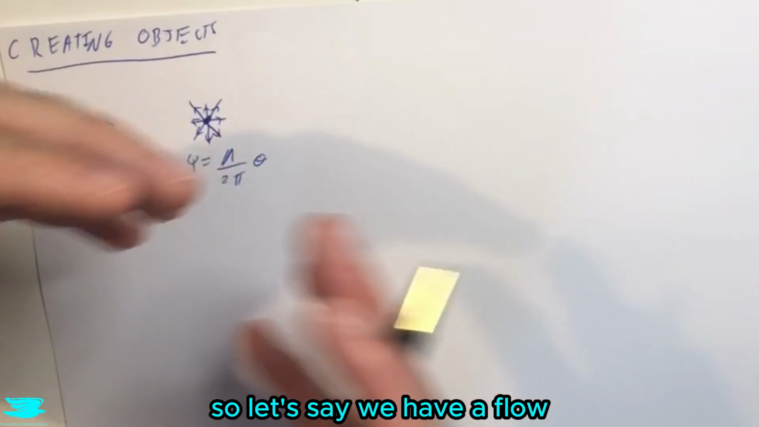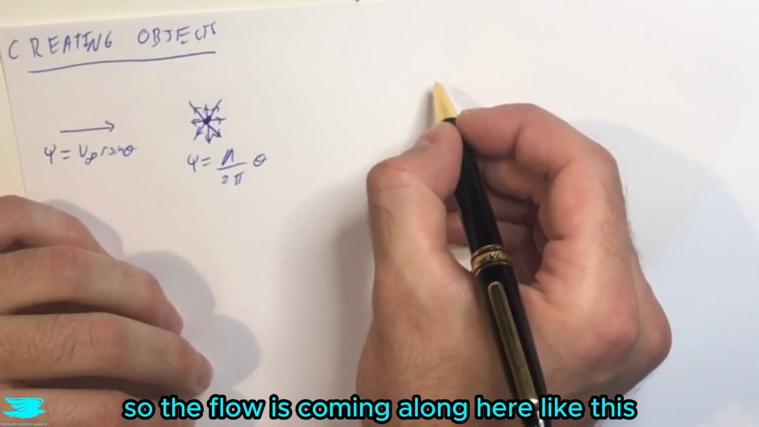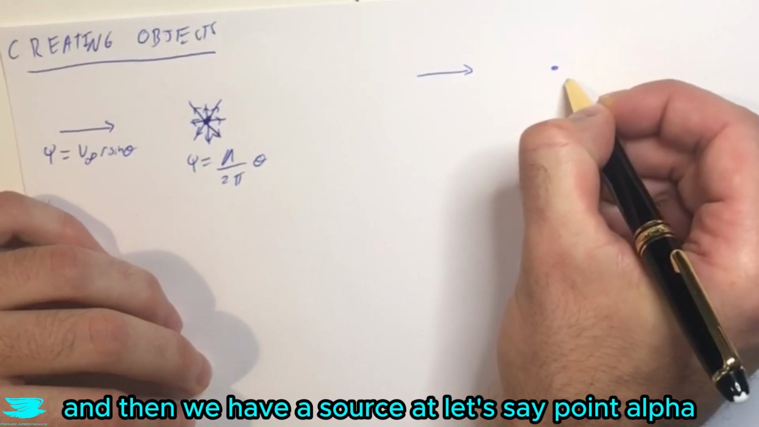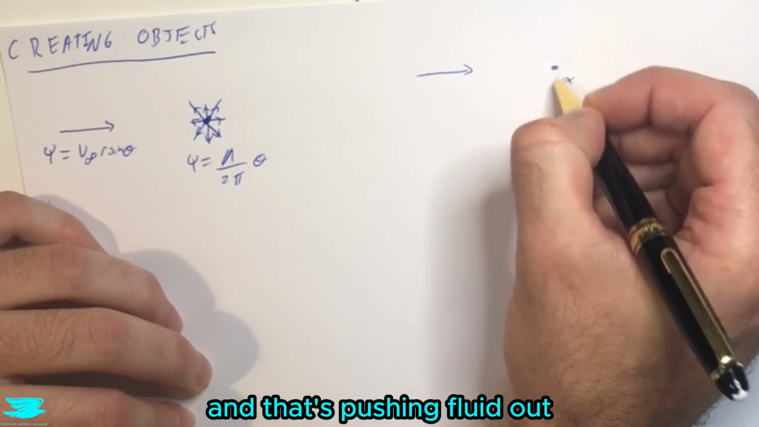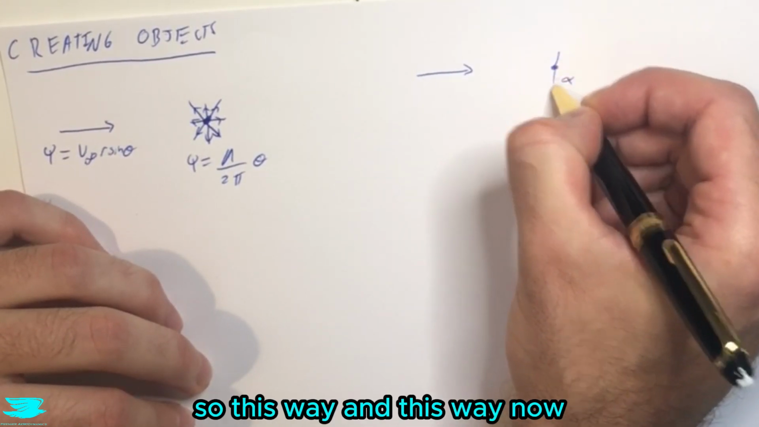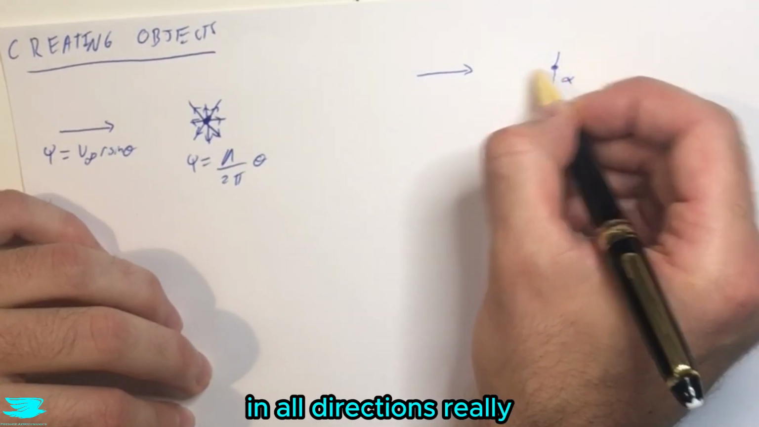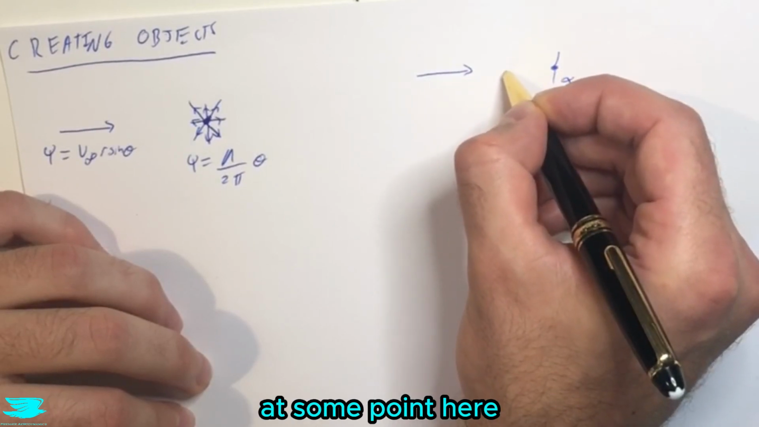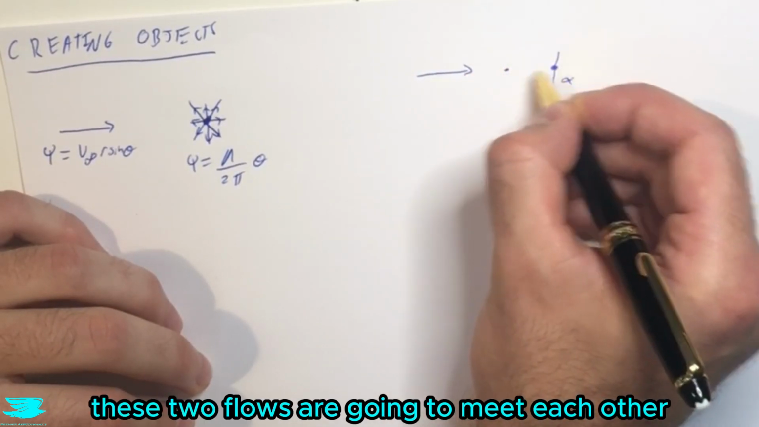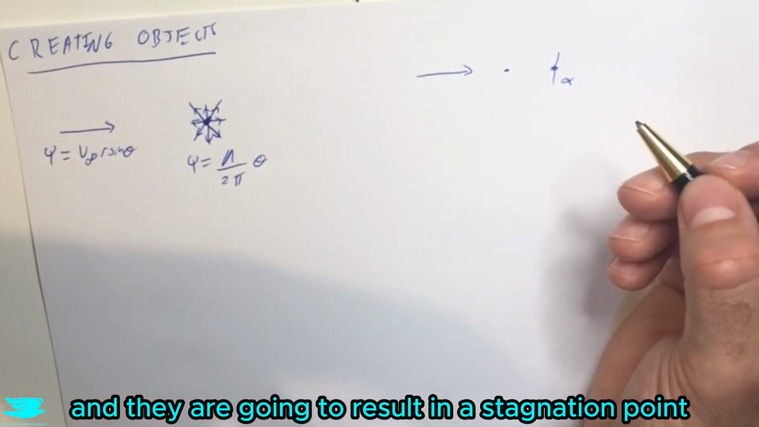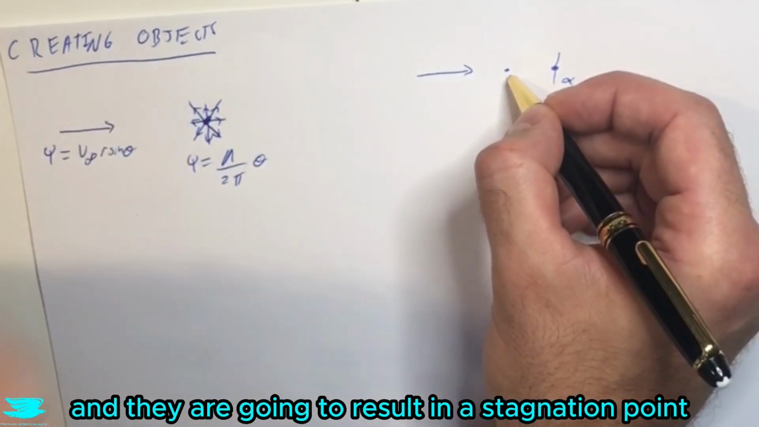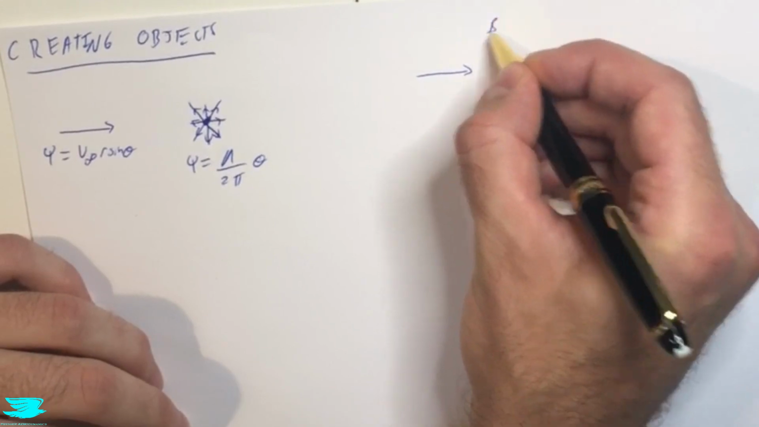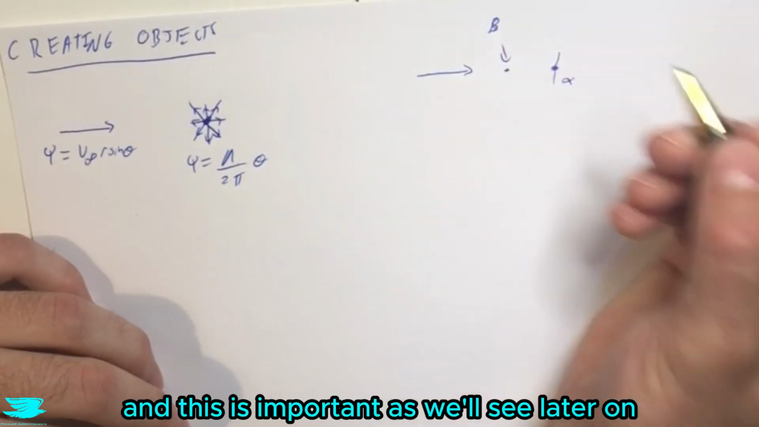So let's say we have a flow, and then we have a source in there. The flow is coming along here like this. And then we have a source at, let's say, point alpha, and that's pushing fluid out, this way and this way, in all directions really. Because we have flow coming in and flow going out, at some point these two flows are going to meet each other and result in a stagnation point. This stagnation point we're going to label B, and this is important as we'll see later on.